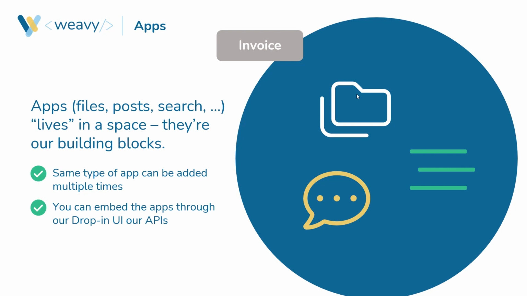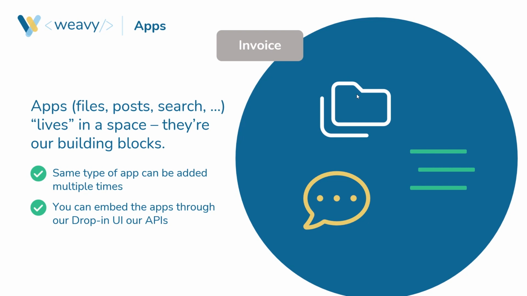So you can add one or more apps, and they can be the same apps. So you can have several files apps. You can have several post apps for different reasons. Because let's say in your app, you have different, obviously, permission levels. So when I look at this invoice, I have different permissions for what I can do.